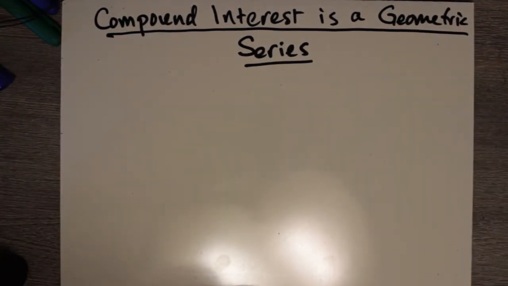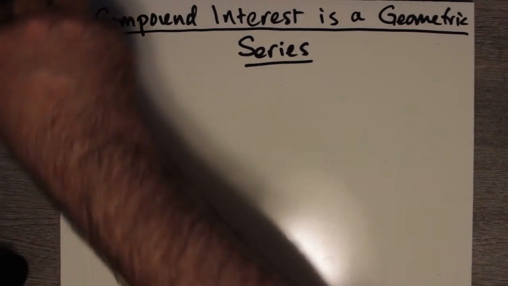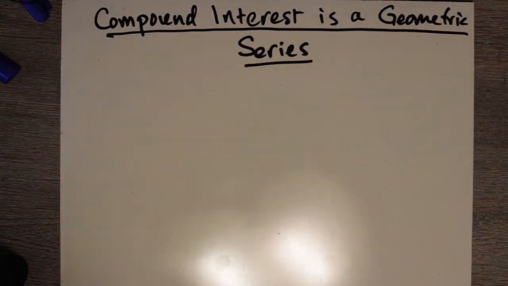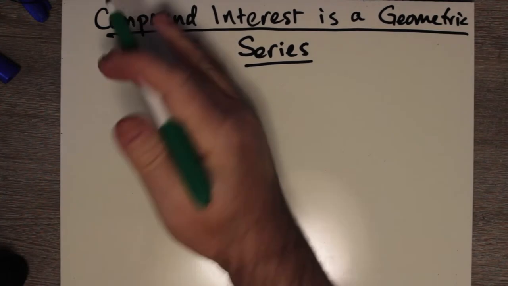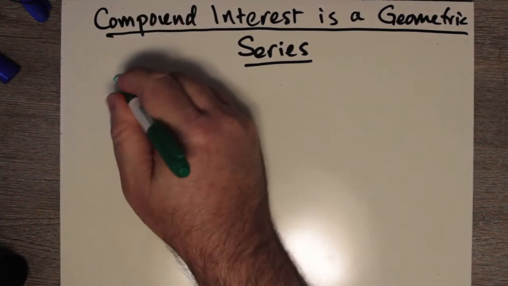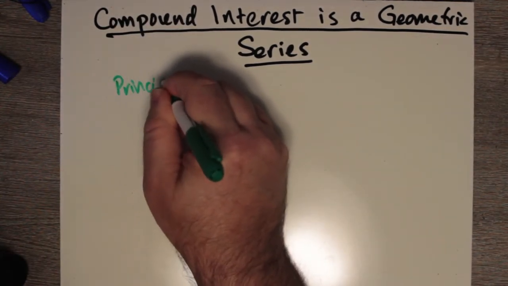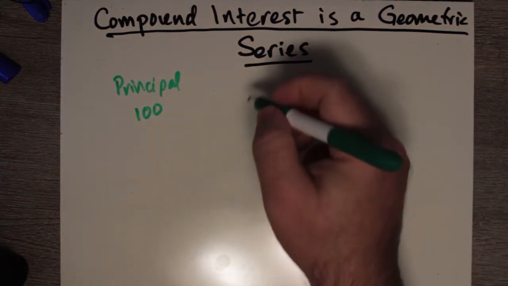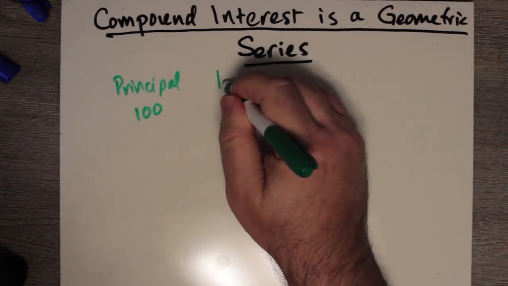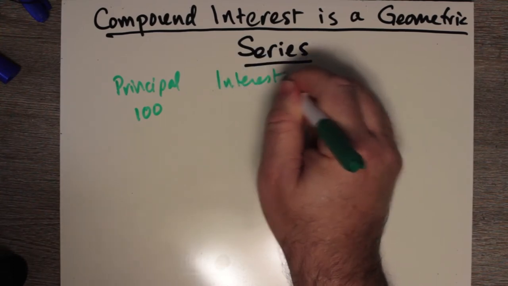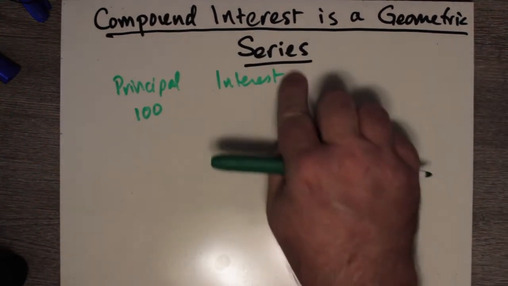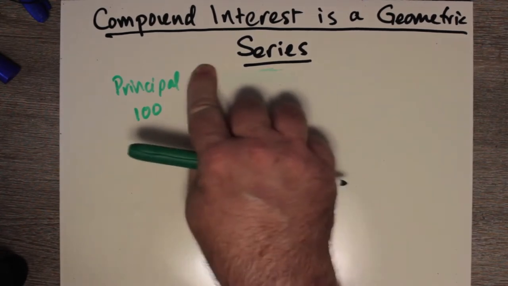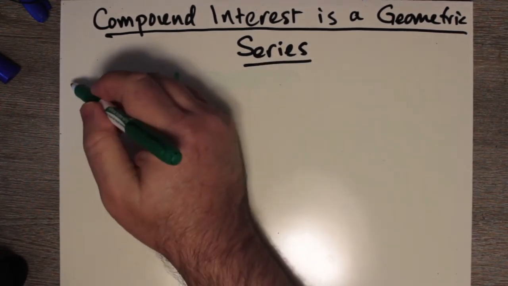So let's just grab a different color pen and let's say, first of all, that my principal is $100. So I invest $100 just like I did last time. My interest that I accrue, well, you know what? We don't have a sense of time yet. Why don't we have time? So time in years.